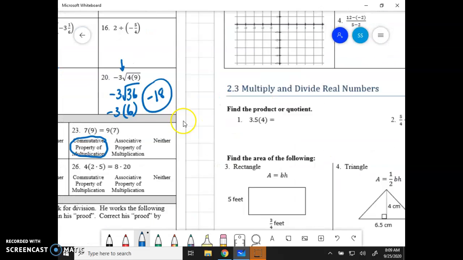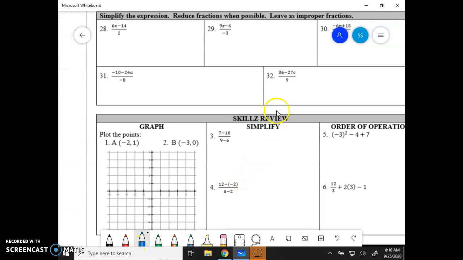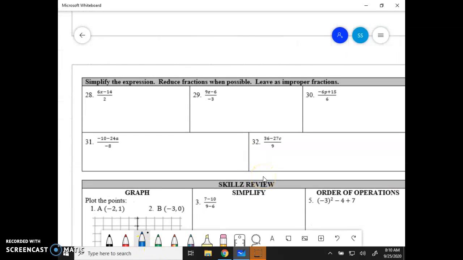Okay, let's look at some of these problems here. Remember, you can make this easier on yourself by just separating these into two different terms. You got 6x divided by 2 and negative 14 divided by 2. So 6 divided by 2 is 3, so we'll say 3x. Negative 14 divided by 2 is negative 7. Okay, that's 3x minus 7. There we go. All right, how about this one?